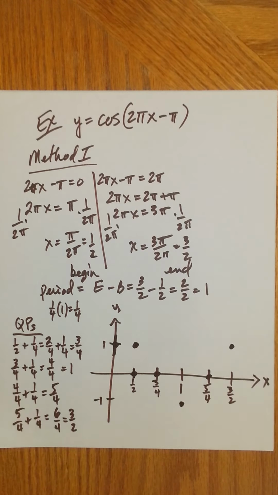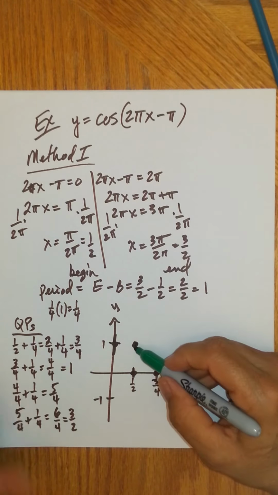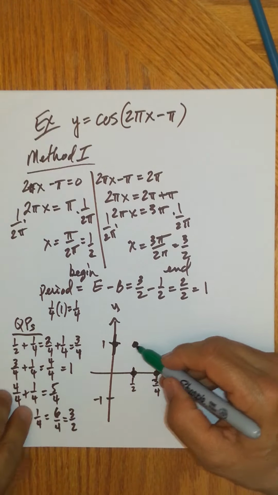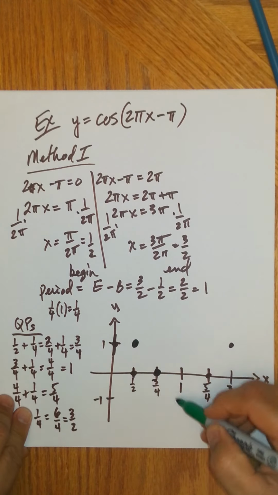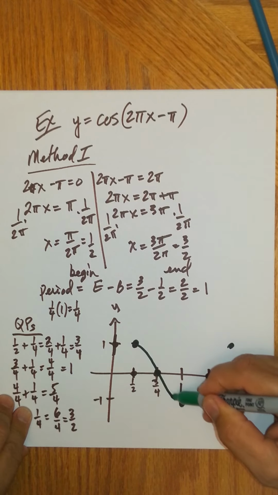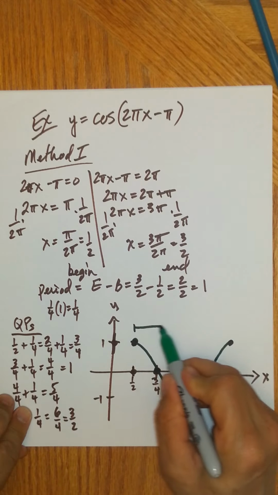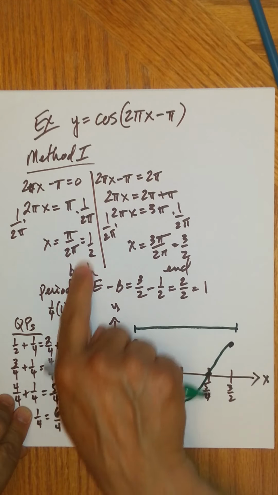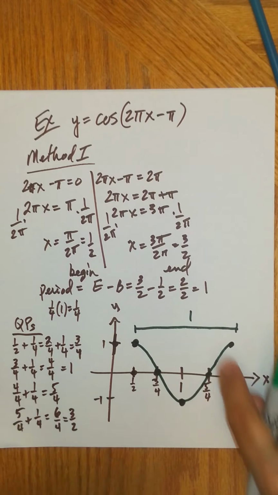So let me do that in a different color just in case. All right. So I start at 1/2, but I start at the max because that's what cosine does. So I do this, this, this, this, and this. Okay. And I know the distance here, right, is, see, where's my period? 1. Right? When I take 3/2 minus 1/2, I get 1.